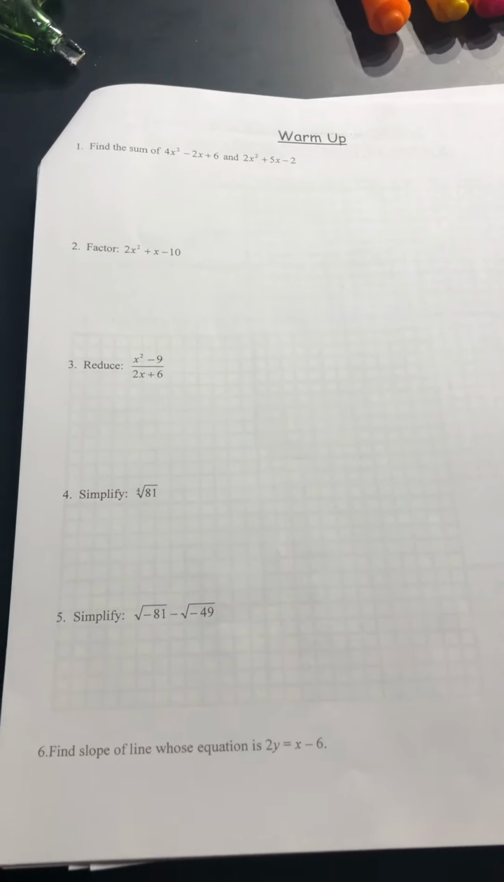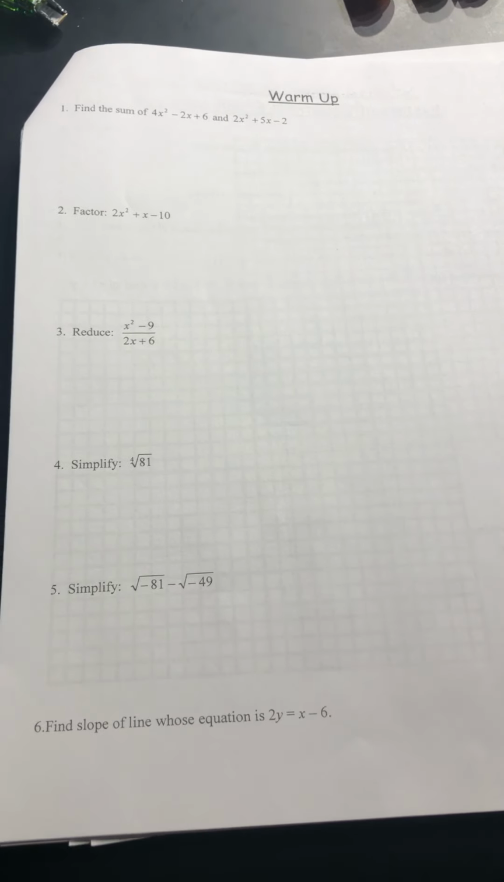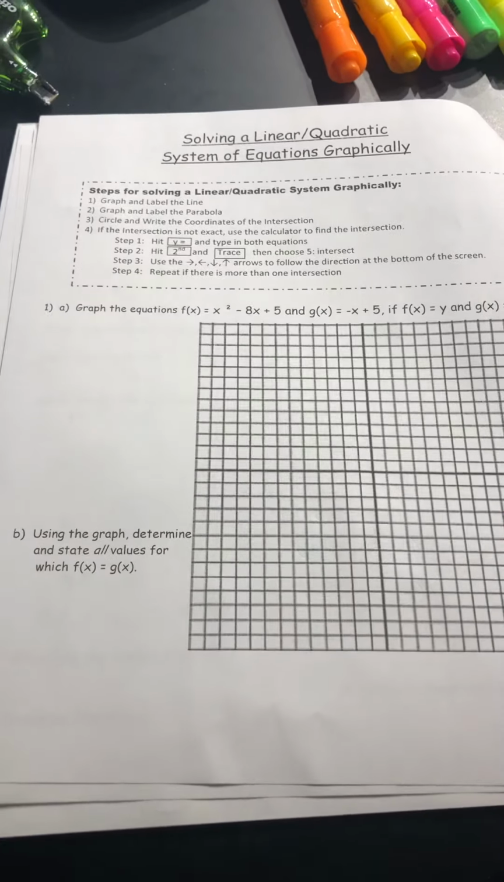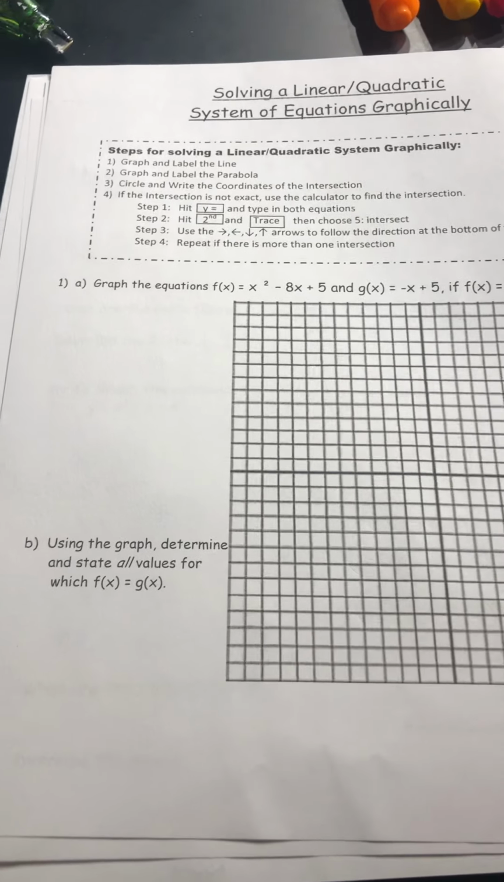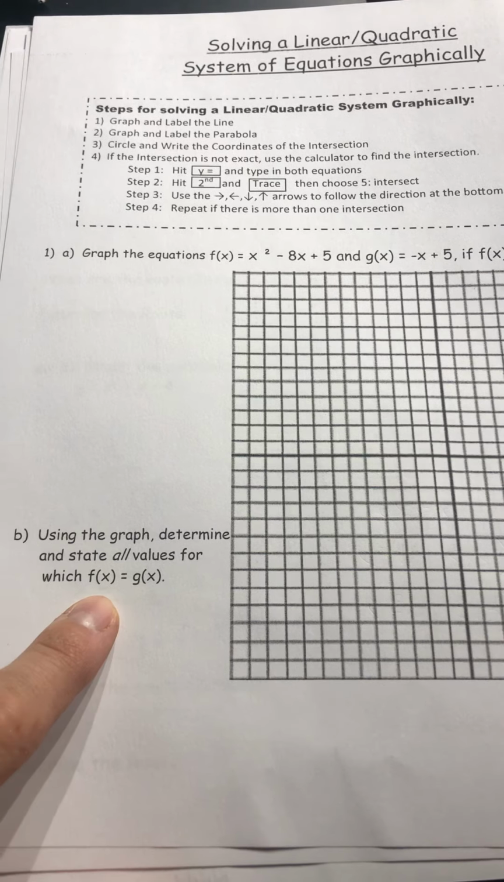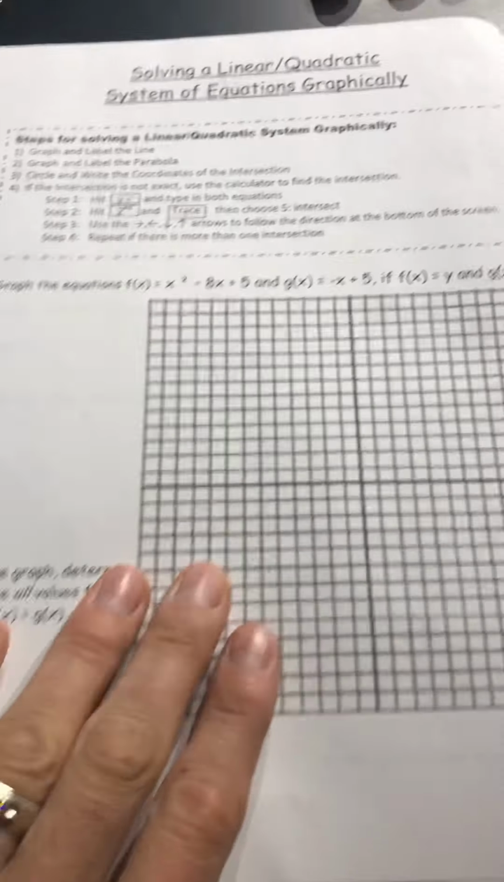The first thing, you have a warm-up. The warm-up is all review questions, so you will be doing those on your own. Now we have 3 graphs. We are going to skip number 1, but the steps are up top. This thing at the bottom where it says B, that just says where are the points that they cross. So that's what you're going to be looking for.